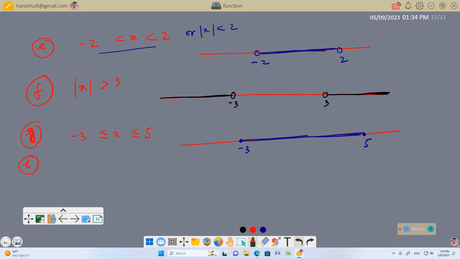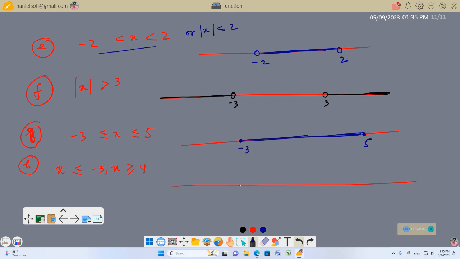We have part h, x is less than or equal to minus 3 and x is greater than or equal to 4. It is simple. You can see x is all the points equal to minus 3 and less than minus 3, and all the points greater than and equal to 4 comprise the range.